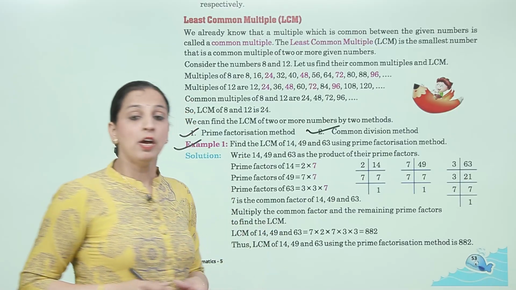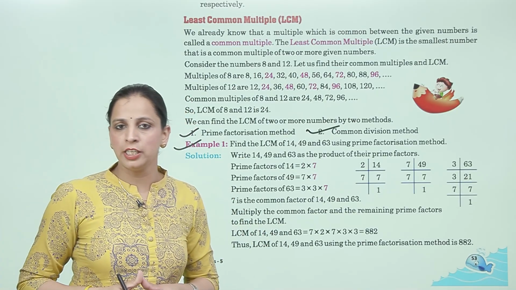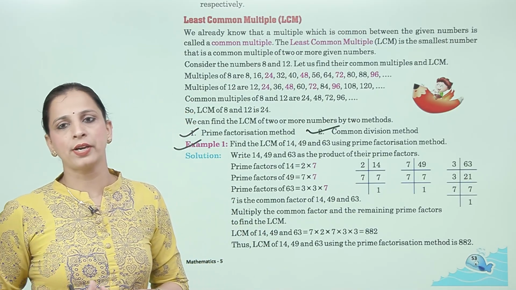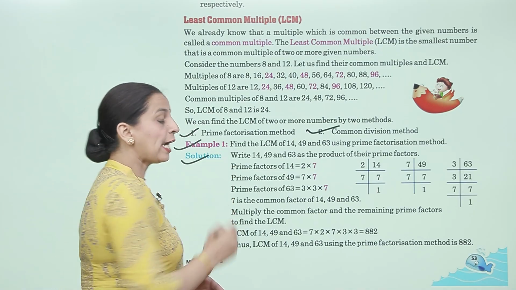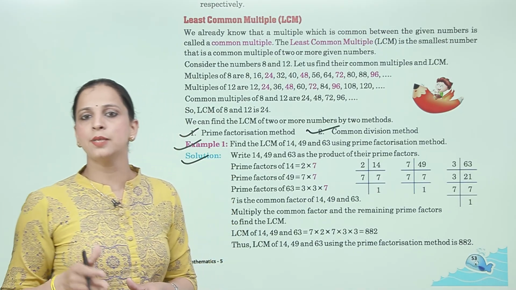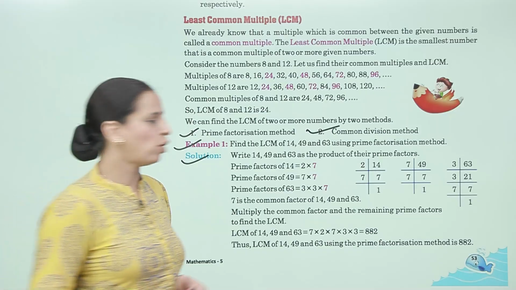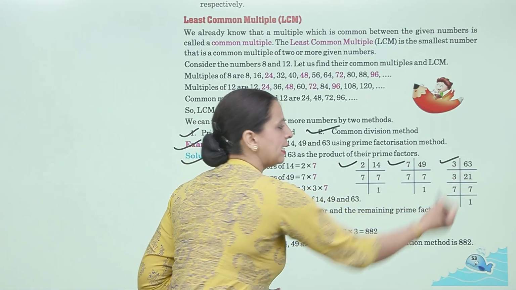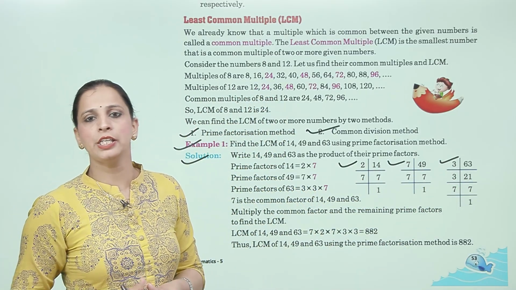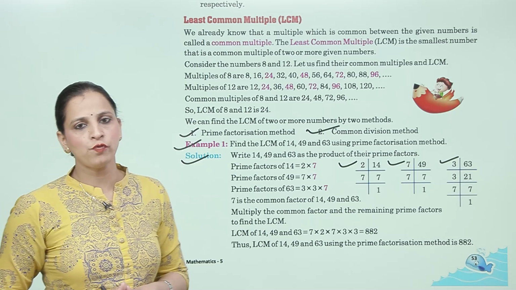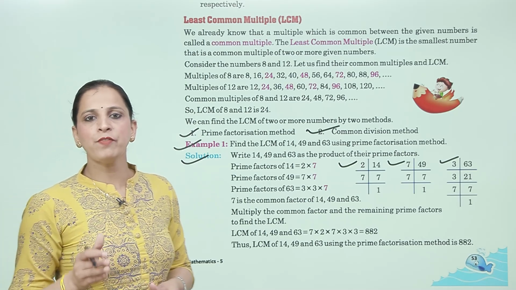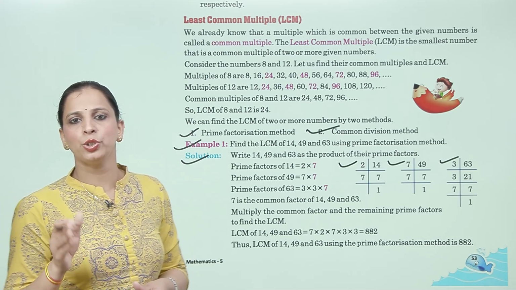Now example 1. Find the LCM of 14, 49 and 63 using prime factorization method. Solution. Write 14, 49 and 63 as the product of their prime factors. Prime factors of 14 are 2 into 7. Prime factors of 49 are 7 into 7. Prime factors of 63 are 3 into 3 into 7.